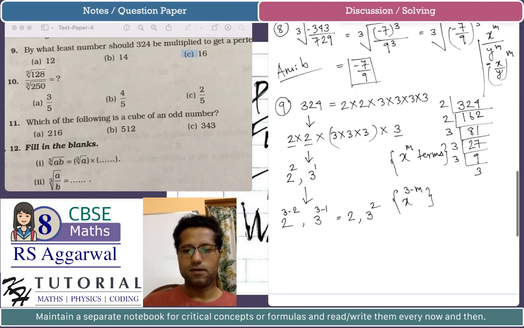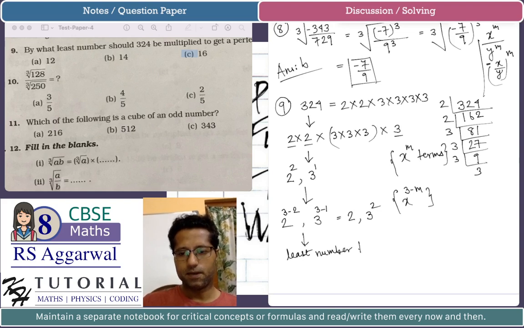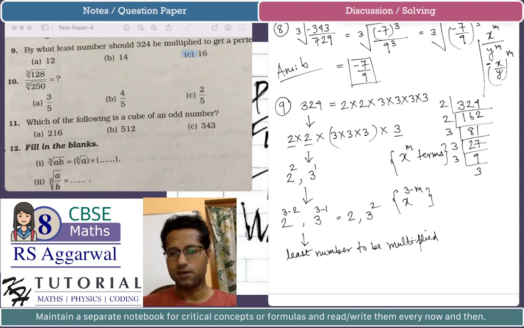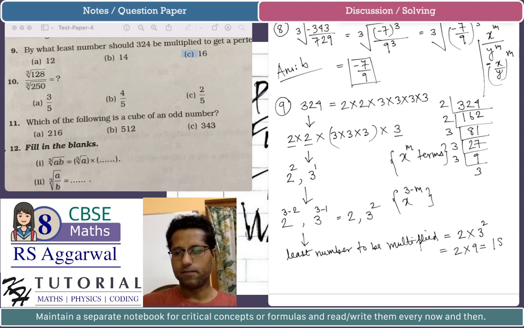So finally, the least number to be multiplied, that is, the answer that will be multiplied, is the product of all the x to the power 3 minus m terms, that is 2 multiplied by 3 square. This is 2 multiplied by 9, that is 18.